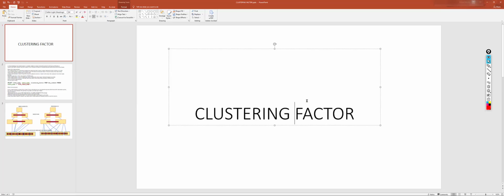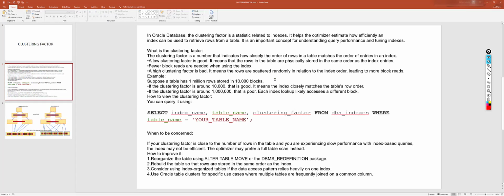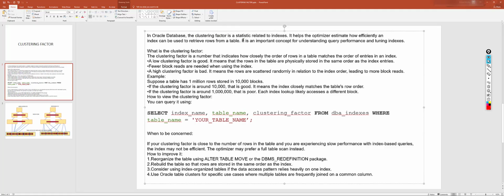Okay, so if we just want to identify the character of a person, right? So we will be identifying the person with the help of the person's nature, right? Whether he is good or bad. We will be having some indicators, some statistics. Based on that, we judge the person based on the characteristics. So likewise, we determine the performance of a particular index with the help of the clustering factor. Okay, so this is a statistic which is related specifically to index.